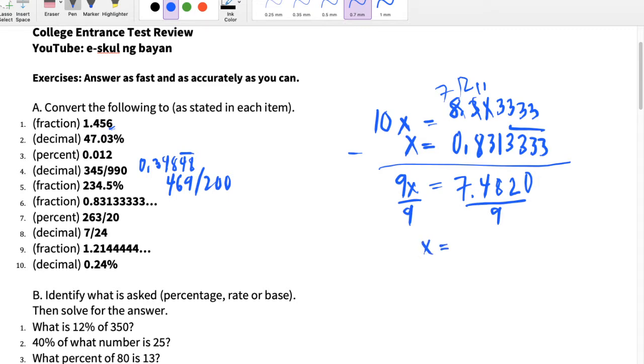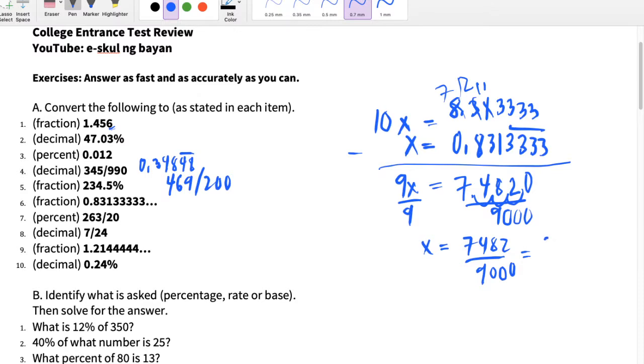Okay? So, since may 3 decimal places ka dito sa taas, what we'll do is move this 3 units to your right and then add 3 zeros here. Okay, so we have 7482 over 900. And ito, pwede natin simplify. Divide by 2. Actually pwede by 4. Right? Kasi 8, ay hindi. Divide by 2 muna, para sure.